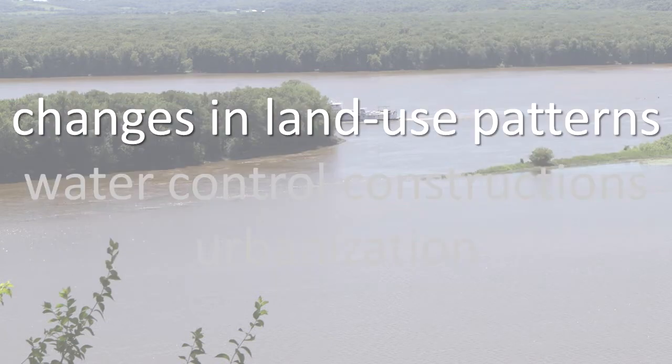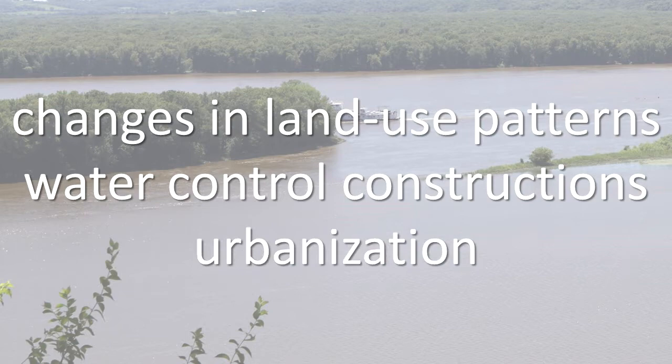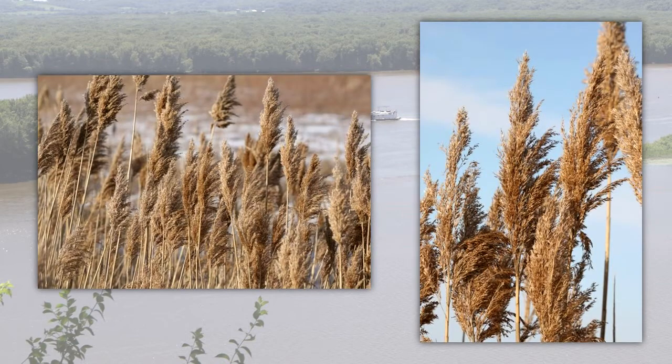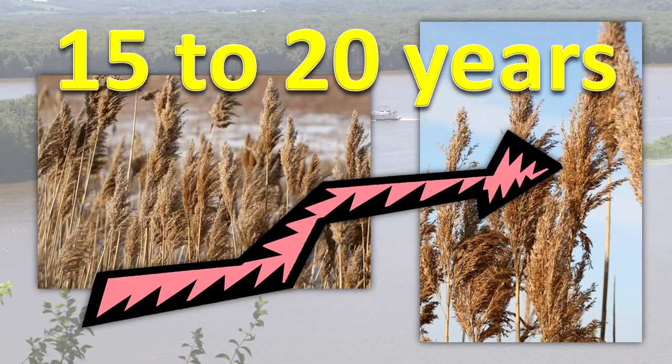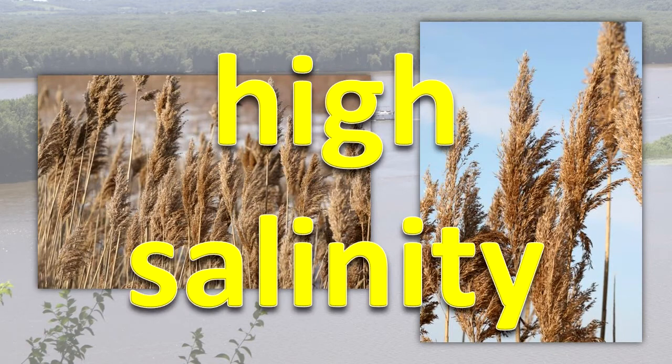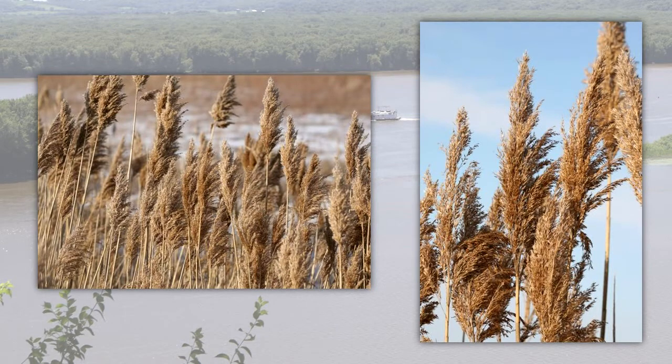Its spread is helped by changes in land use patterns, water control constructions, and urbanization. Common reed populations grow rapidly and densely. Using chemicals, burning, or cutting are ways to try to control this plant. The spread of this species has been tremendous within the past 15 to 20 years. It is tolerant of areas with high salinity and may have been assisted in its spread along roadsides by the increased use of de-icing chemicals on highways over this period of time. The residue washes off the roads and can lead to increased salinity in the soil, giving common reed an advantage over many native plants.